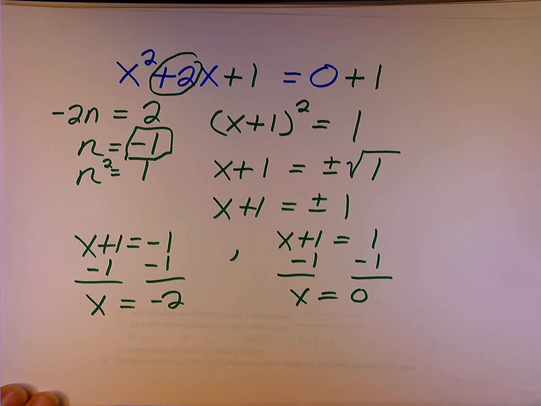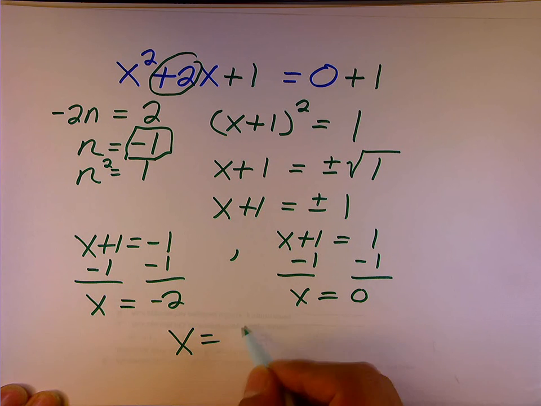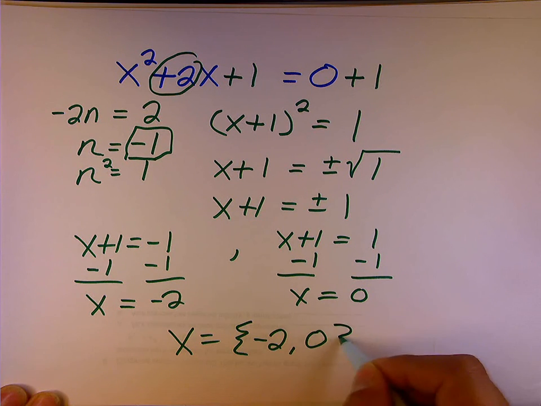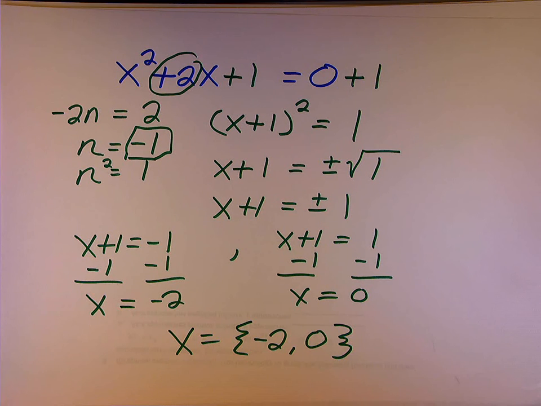And now I have two separate answers. Possible answers are negative 2 and 0. So this is an example of using the completing the square technique to solve a quadratic equation. I will do one more example of using the completing the square technique.